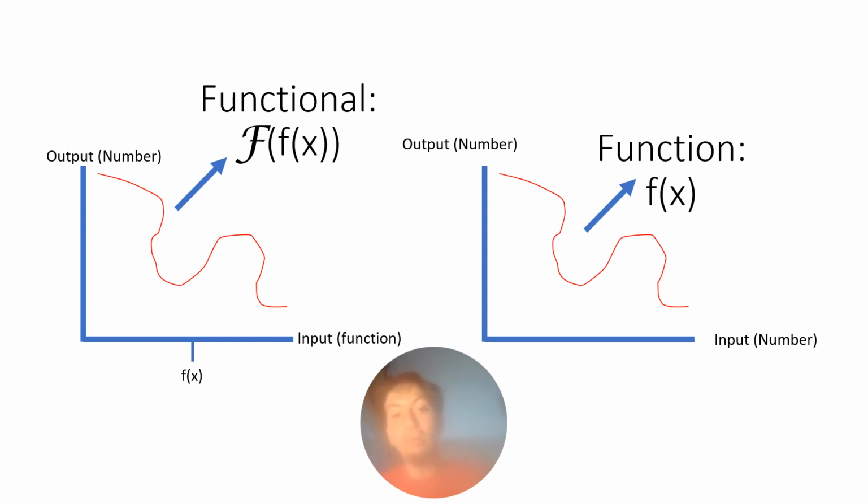If we use a lowercase letter, we might be thinking that we're talking about applying another function onto the original function, so doing composite functions. And so to make it clear that we're talking about a functional, we use a curly letter. And a functional is something that takes in an entire function and returns a number.